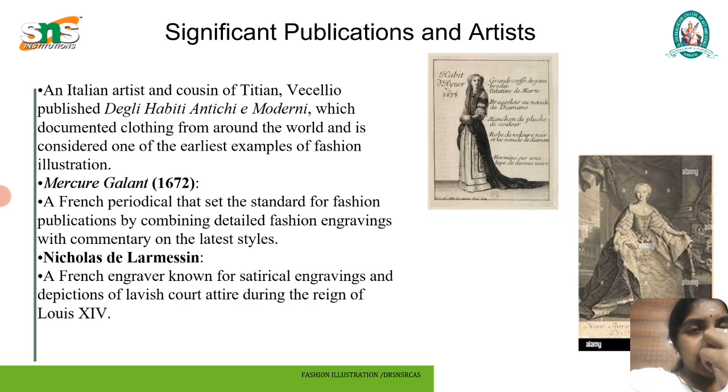Significant publications and artists. An Italian artist and cousin of Titian, Vecellio, published Degli Habiti Antichi et Moderni, which documented clothing from around the world and is considered one of the earliest examples of fashion illustration. Mercure Galant in 1672, a French periodical that set the standards for fashion publications by combining detailed fashion engravings with commentary on the latest styles. Nicolas de Larmessin, a French engraver known for satirical engravings and depictions of lavish court attire during the reign of Louis XIV.